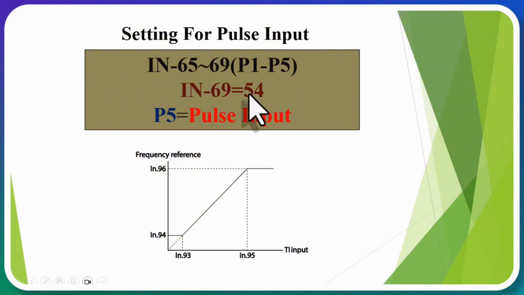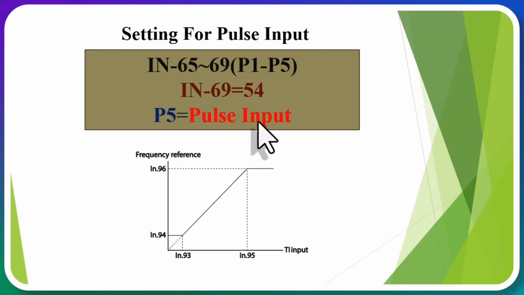In multiple models of the S100 inverter, there is a dedicated pulse input, meaning the TI input terminal is specifically for pulse input. However, in the standard models, which do not have a separate pulse input, we need to define one of the digital inputs from P1 to P5 as a pulse input. For this example, we want to set digital input P5 as the pulse input, so we should set parameter IN69 to 54. If we set it to 54, digital input P5 will be recognized as a pulse input.